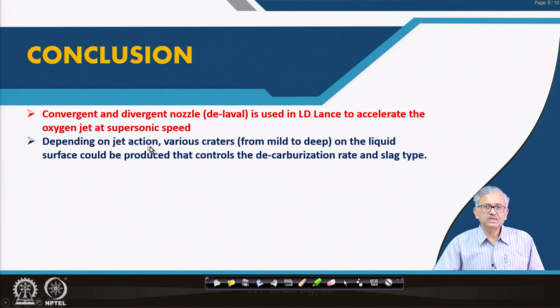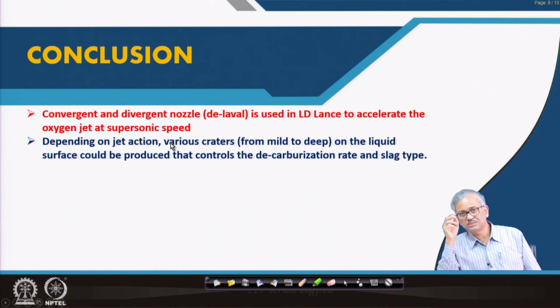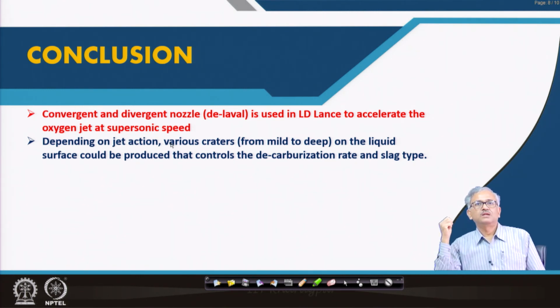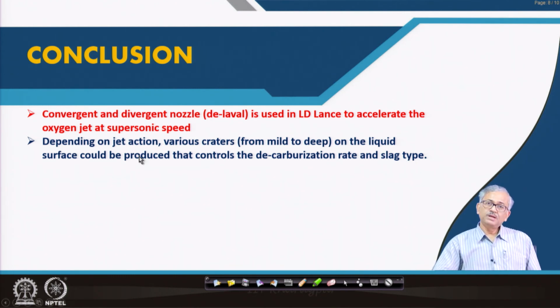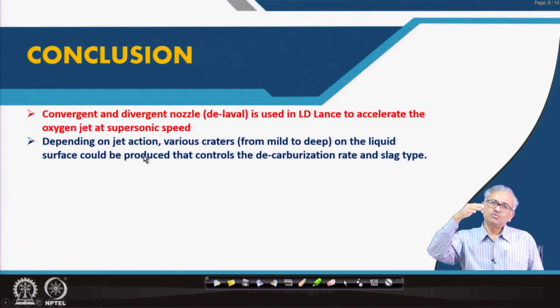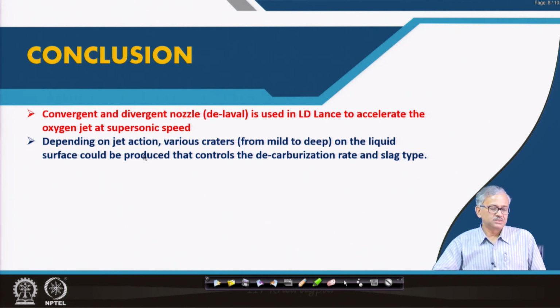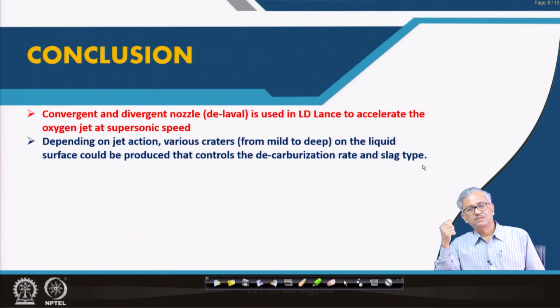Then, depending on the jet action, as I said, you can quantify it by the JFN number, and you can control the JFN number basically by the height of the lance over the liquid surface. Depending on the jet force number, there is the intensity of impact, and depending on that intensity, various scatters can form, from very mild to very deep, on the liquid surface. They control basically the rate of decarburization and the type of slag you want to develop. The slag evolution can also be controlled by this blowing practice.